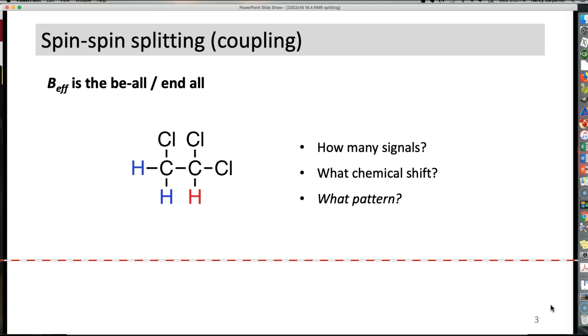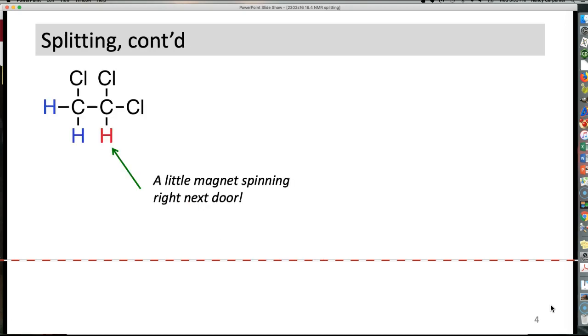But now we're going to get into what's the pattern for each of these signals. We know there's two signals. We know they're going to show up in different places. But what are they going to look like? And here's the deal. That red hydrogen is actually a little magnet that is going to impact the magnetic field that the blue hydrogens feel. Alright, so keep that in mind. We have to now pay attention to all the magnets in the area, and hydrogens next door are little magnets.